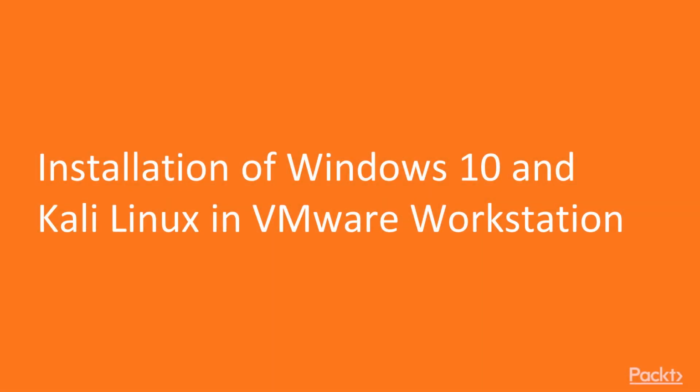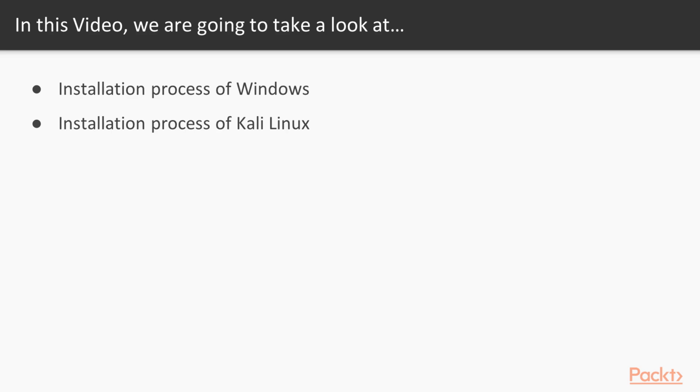Installation of Windows 10 and Kali Linux in VMware Workstation. In this video we are going to learn how to install Windows operating system inside VMware and how you can install Kali Linux operating system inside VMware Workstation. So we will start with Windows as well as Kali Linux. I will show you how you can install both of them simultaneously inside VMware Workstation.